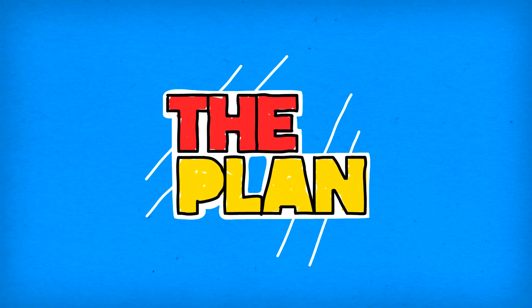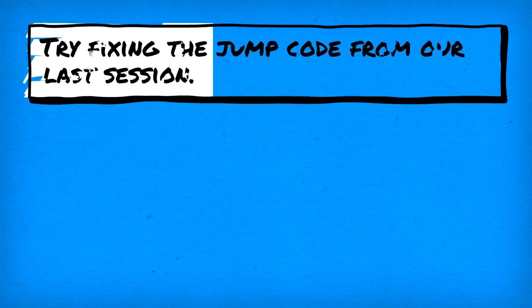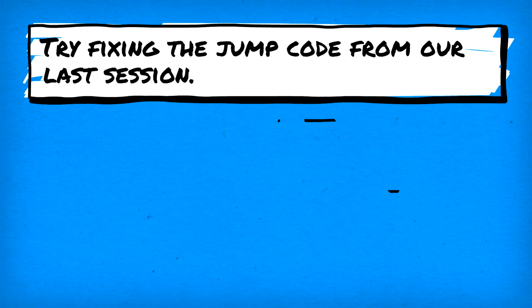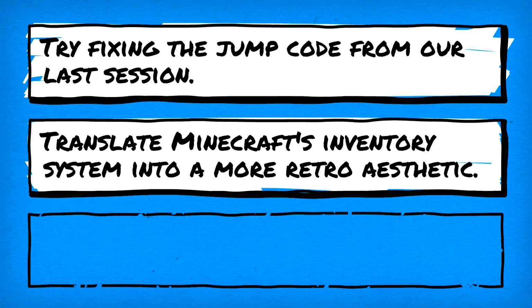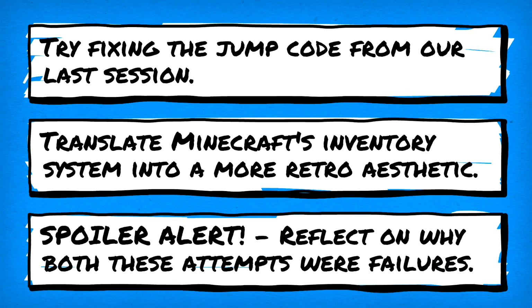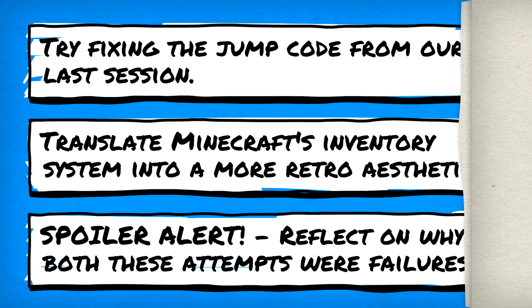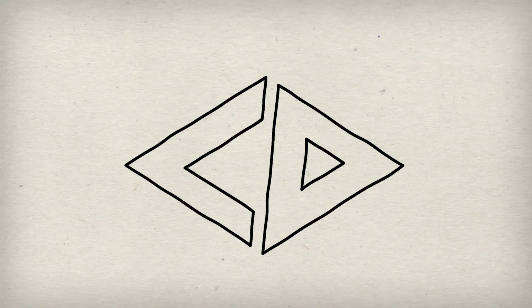Our first order of business will be to try fixing the jump code from last time. Next, we'll look into inventory management by translating Minecraft's inventory system to something more fitting of our retro aesthetic. And finally, we'll take some time to look back at why everything we do today failed. That's right, spoiler alert, today's episode doesn't go so well, but there's still some things that could be learned. So let's not waste any more time and get to the coding.